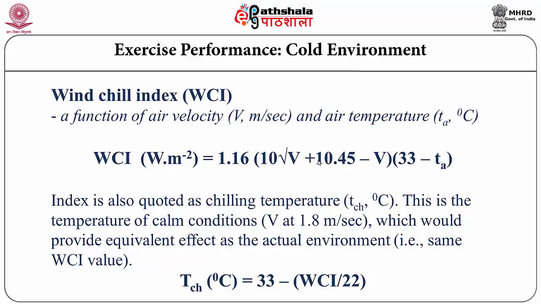Often this is quoted as chilling temperature. On one side we are talking about the index, whose unit is watt per square meter, and on the other side we are talking about the chilling temperature in degrees centigrade. That means some kind of correction or transformation is required to see how the chilling temperature is linked to the WCI. The equation that I am showing here can be derived from the first upper equation to the lower one, by which you can arrive at both the chilling temperature as well as the wind chill index.